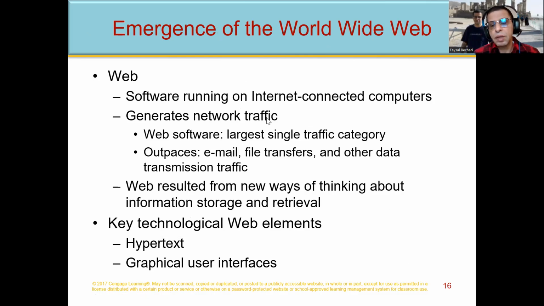So how did the World Wide Web happen? The web is software running on internet-connected computers that usually generates network traffic, and web traffic is the largest single traffic category. Then you have what you call other traffic, which is emailing, file transferring, and other data transmission traffic. That could also be a different server.